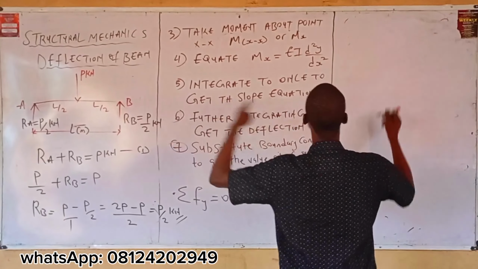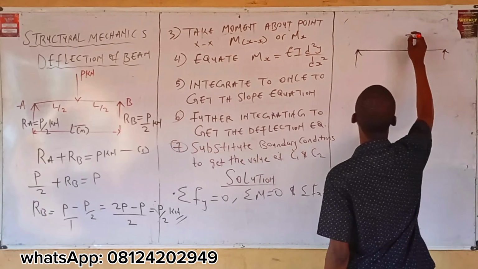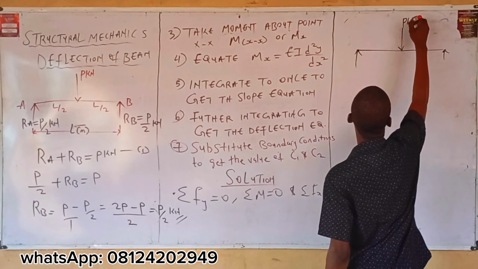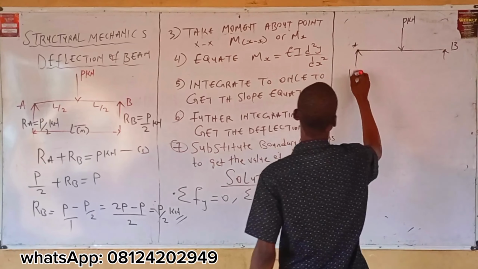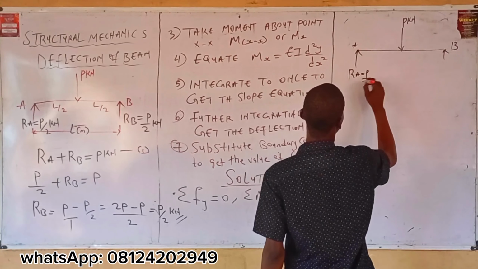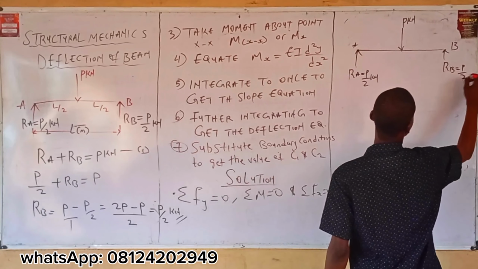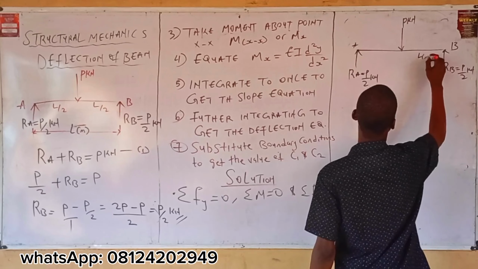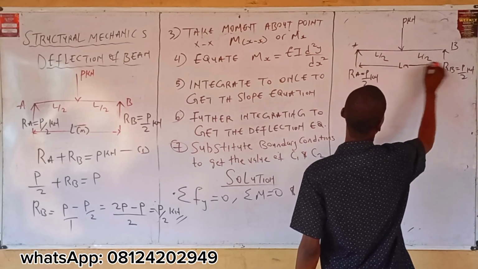Step 2 is to section the beam at a distance x from the left hand support. This is P kilonewton. This is A. This is B. What's RA here? P over 2 kilonewton. RB is what? P over 2 kilonewton. This is L over 2, L over 2, and the total length is L meter.